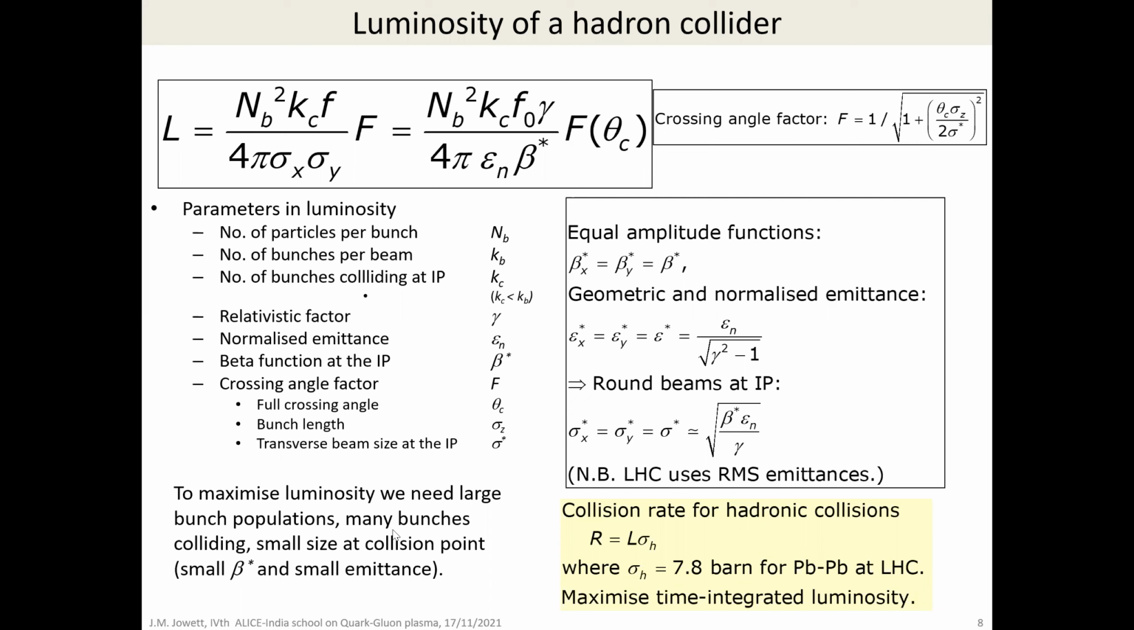So obviously, to maximize luminosity, we need large bunch populations, many bunches colliding, and a small beam size at the collision point, hence the small beta star that I showed yesterday. Usually beta is equal in x and y at the collision point in a hadron machine. And then the collision rate for hadronic collisions is the luminosity times the relevant cross-section, which is about 7.8 barns for lead-lead at the LHC. And of course, the goal is to maximize time-integrated luminosity over the running time available.